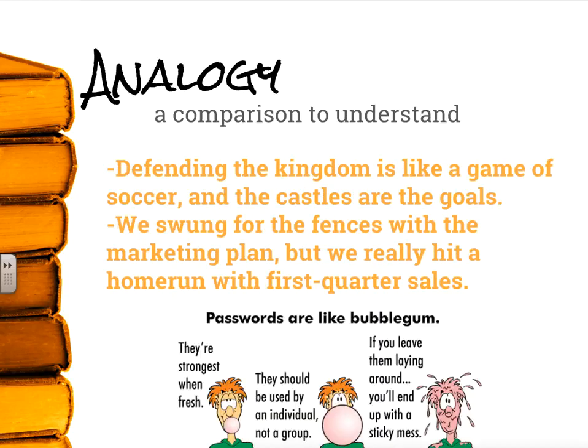Up next we have analogy. And this particular type of analogy, we're talking about how it's used as a literary device. There are other kinds of analogies, but for this purpose, we're talking about a comparison to understand. So here's an example. Defending the kingdom is like a game of soccer, and the castles are the goals. Or you might hear a business executive saying, "We swung for the fences with that marketing plan, but we really hit a home run with our first quarter sales." Both of those happen to use sports analogies to help people understand other things.